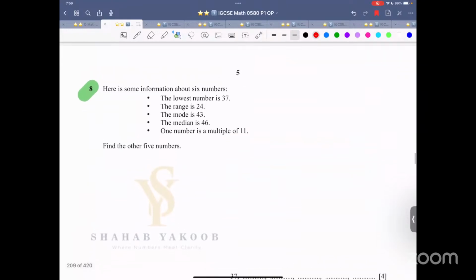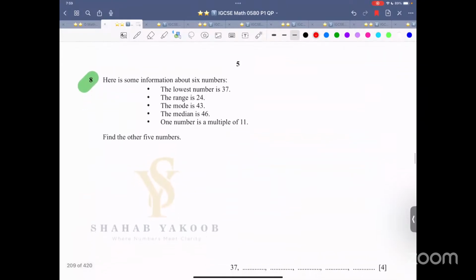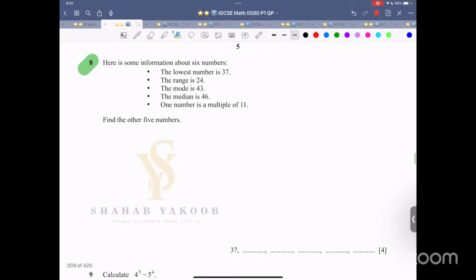Okay, now let's look at this question. Here is some information about 6 numbers. The lowest number is 37. The range is 24. The mode is 43. The median is 46. One number is a multiple of 11. So now find the other 5 numbers. So let's look at this.